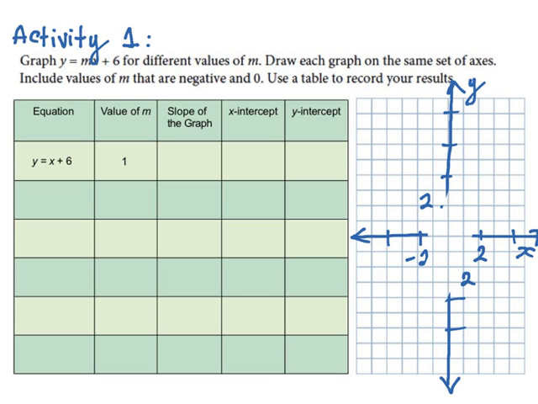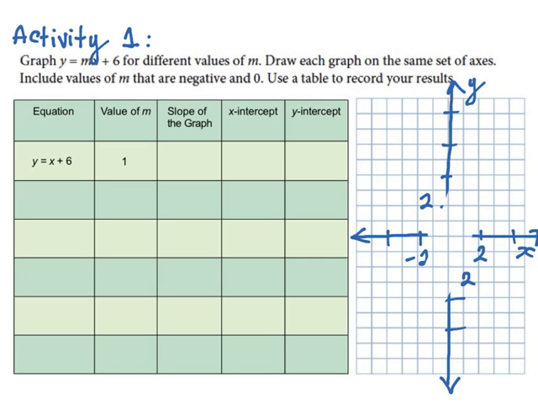The next is an activity to help us understand the slope value. So we're given graph y equals mx plus 6 for different values of m. M, in this case, we're going to use as an integer. We're going to draw each graph on the same set of axes. We're going to include values of m that are negative and 0. We're going to use the table to record the results.